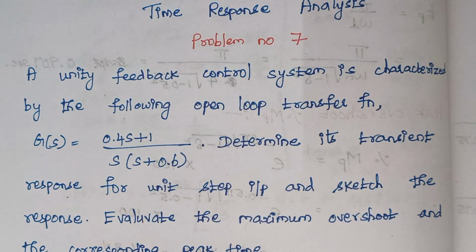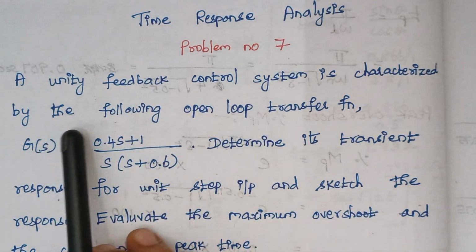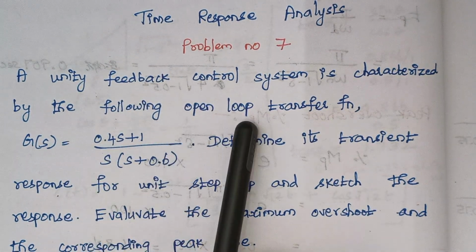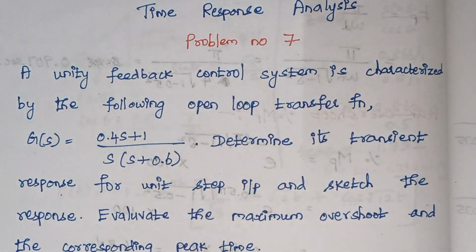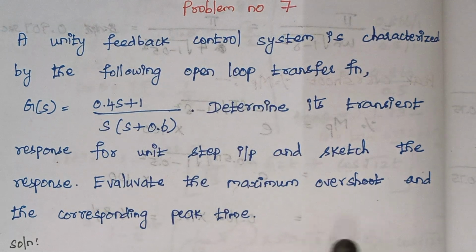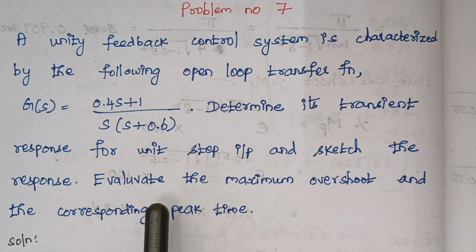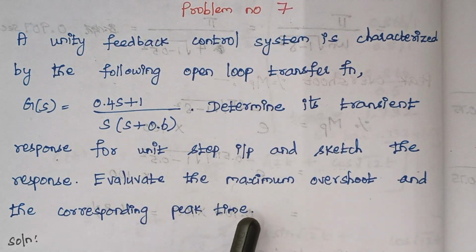Today we are going to solve problem number 7 in time response analysis. The problem is: a unity feedback control system is characterized by the following open loop transfer function. This is the function. Determine its transient response for unit step input and sketch the response. Evaluate the maximum overshoot and the corresponding peak time.